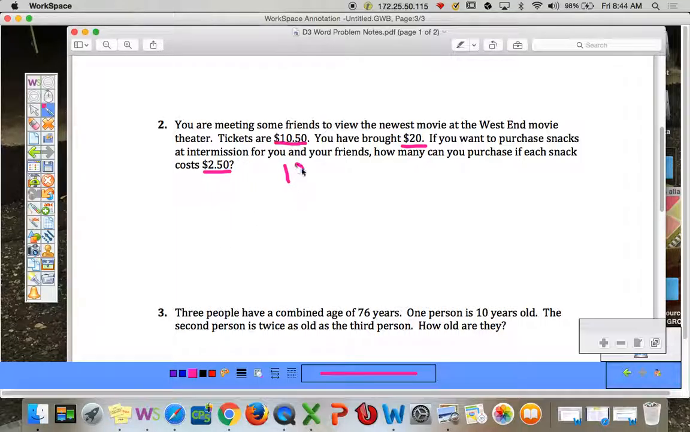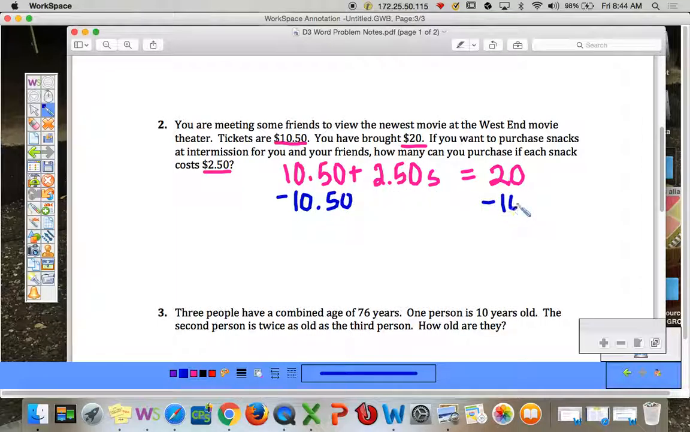All right, let's have an equation. We know we have to spend $10.50 no matter what. Plus, it's $2.50 for every snack, so I'm going to call it S for snack. And total, that can equal $20. All right, we're looking for a number of snacks, or S. So again, we use opposite order of operations. We're going to subtract 10.50 first.